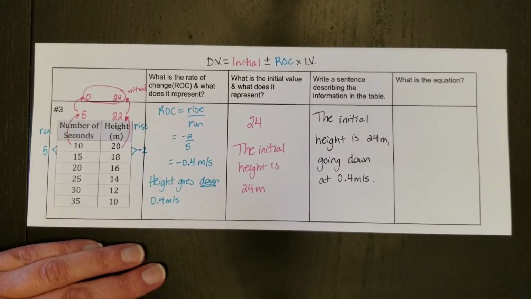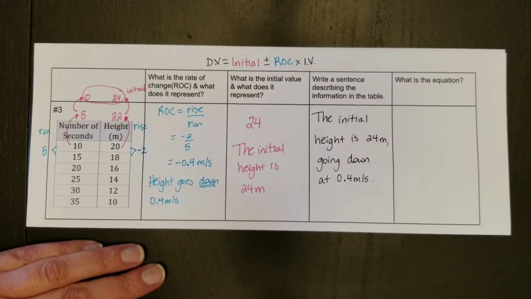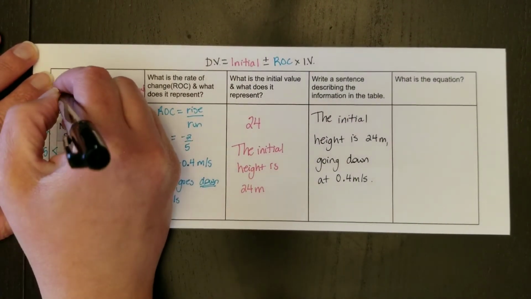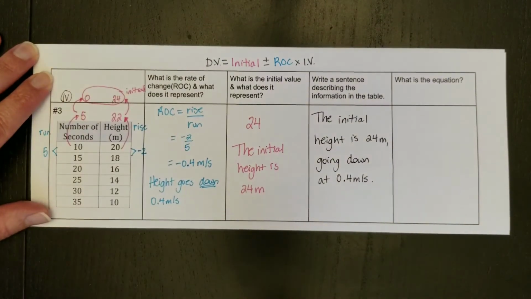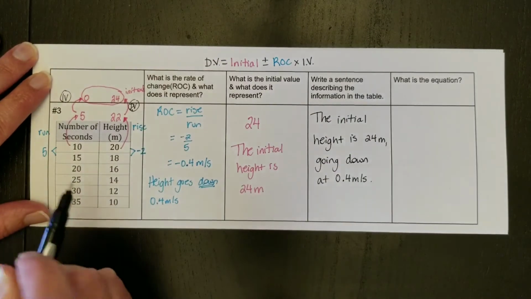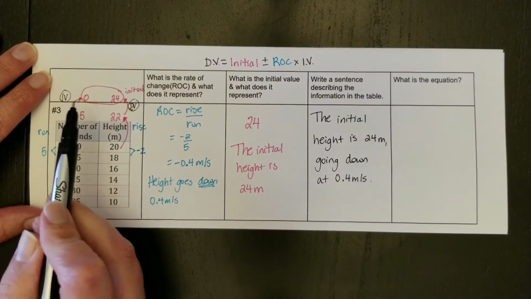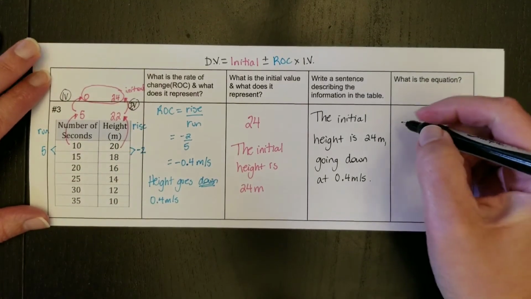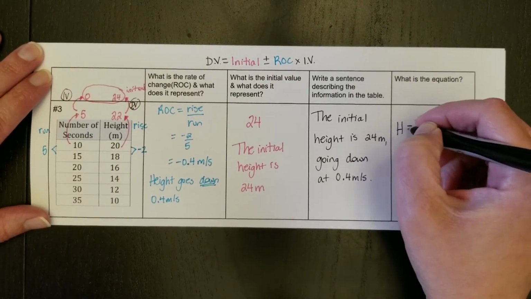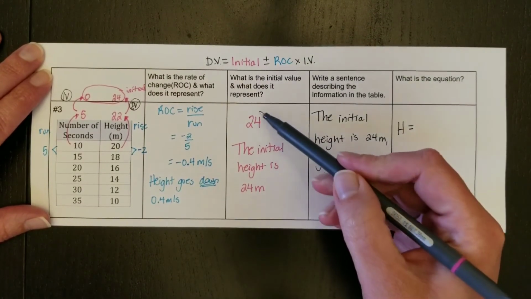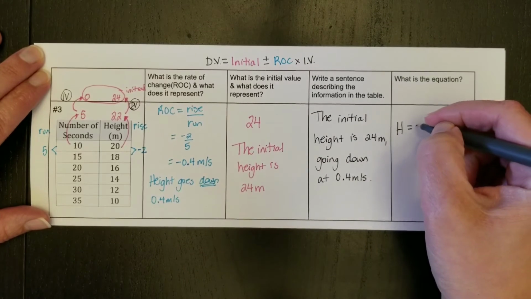So the last step is to find the equation. Now remember, finding the dependent and independent variables. My independent variable is always on the left, and my dependent variable is always on the right. I know it gets a little bit crowded here, but my dependent variable is height. So I'm going to put h for height equals. Then I start with the initial. So wherever my initial is, I'm going to put 24.